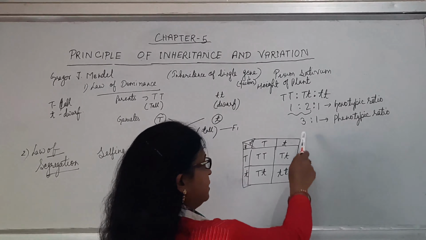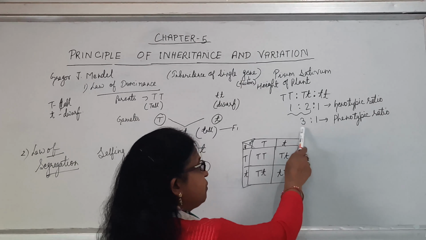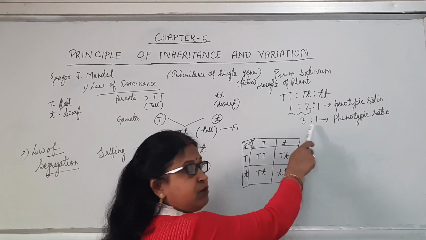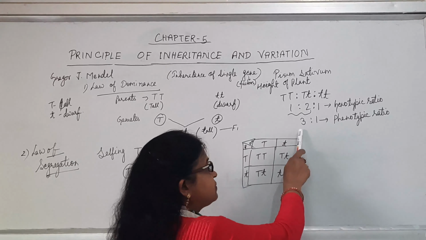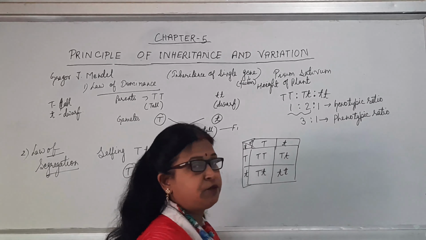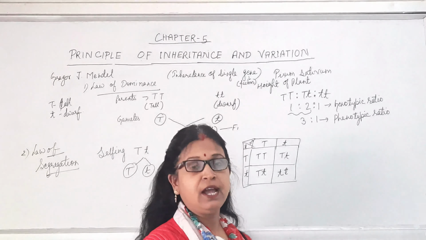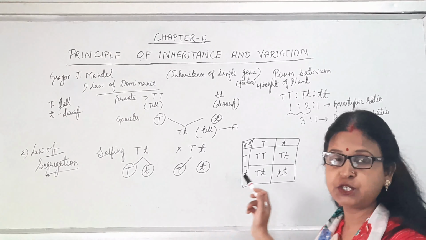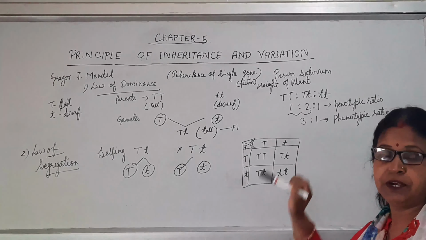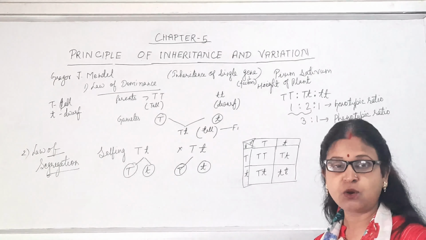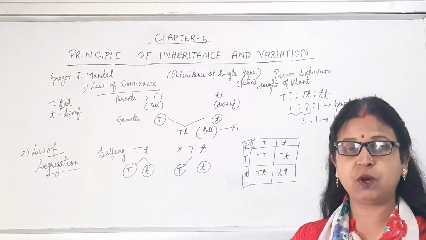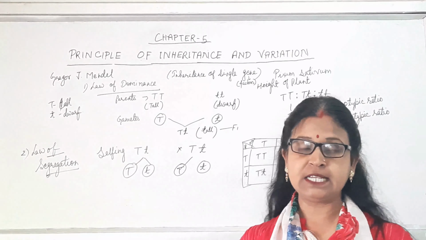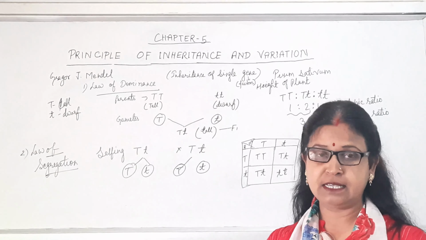But phenotypically, three are tall and one is only dwarf, and that's why it is known as 3:1. So the phenotypic ratio is 3:1 and the genotypic ratio is 1:2:1. These ratios are known as monohybrid ratio, and this cross is known as monohybrid cross because only one pair of characters is taken into account at a single time.